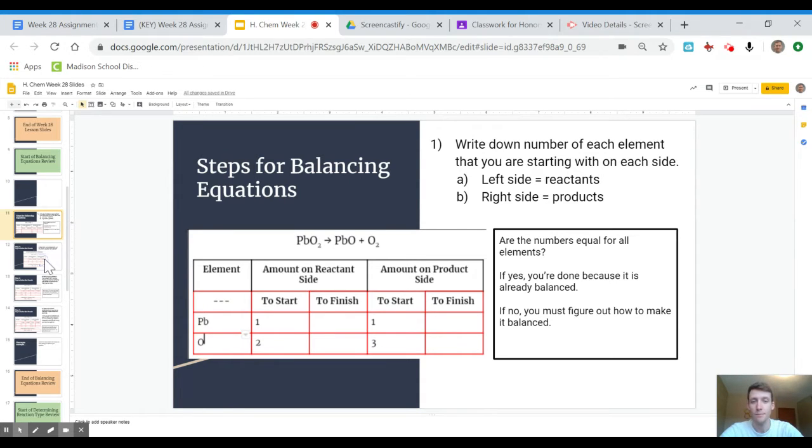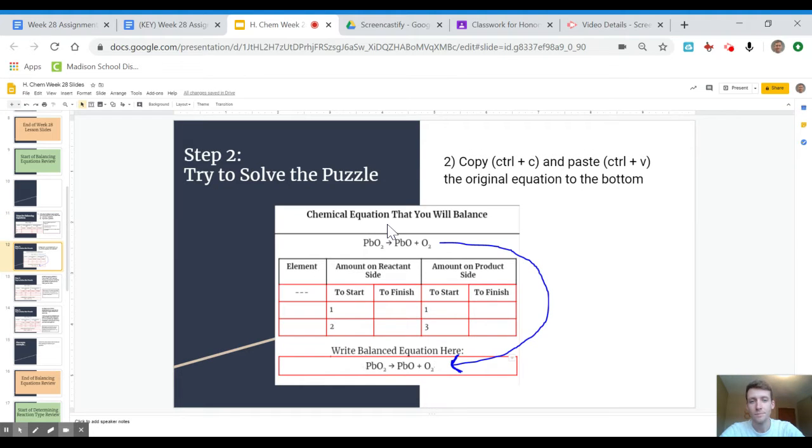So the second step for this assignment, take that equation at the top and put that at the bottom. Just copy and paste it. That's the easiest way. That's going to help you with the next step. So copy and paste that chemical equation from the top to the bottom.